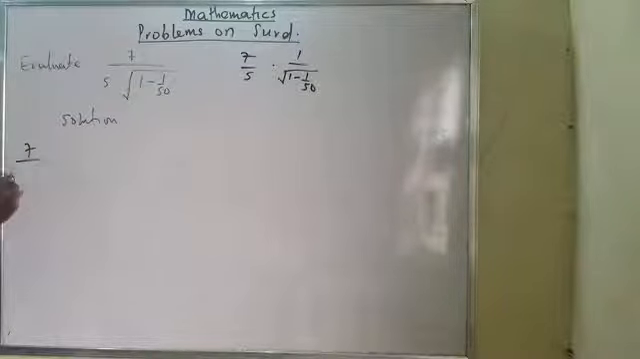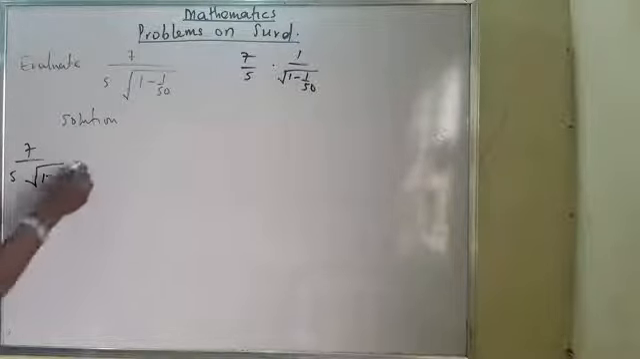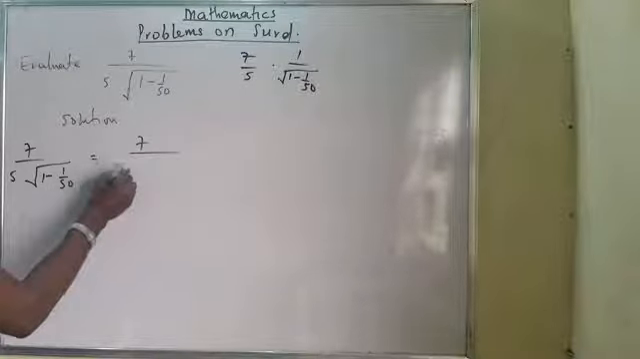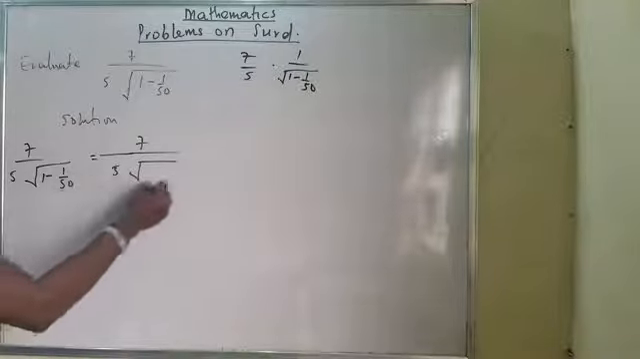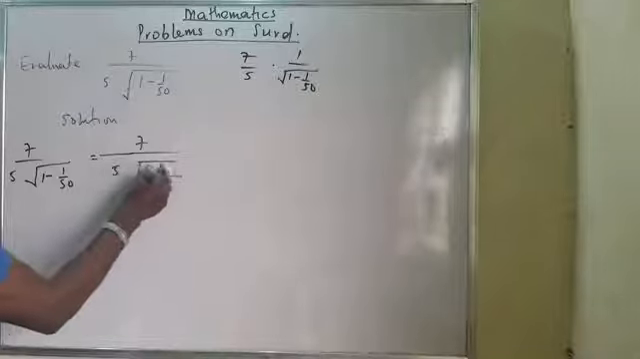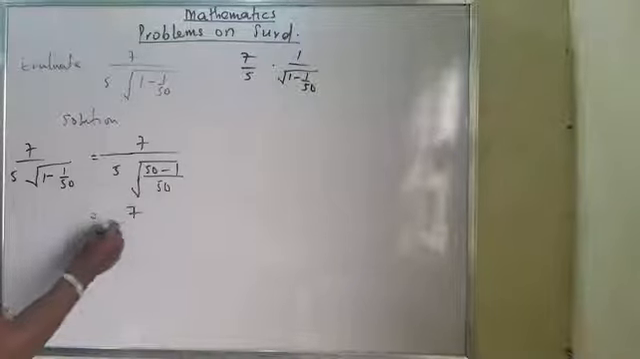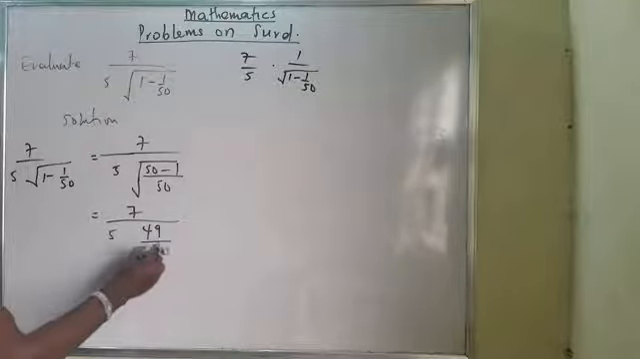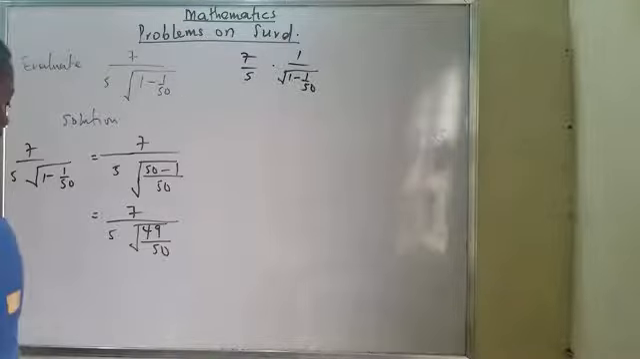7 all over 5 root of 1 minus 1 all over 50, which will be equal to 7 all over 5 root of, the LCM is 50, the root is covering everything, so I'll be having 50 minus 1. Now, this will be equal to 7 all divided by 50, here will be 49 all over 50, the root is covering everything. Now, root of 49, we know that is 7.